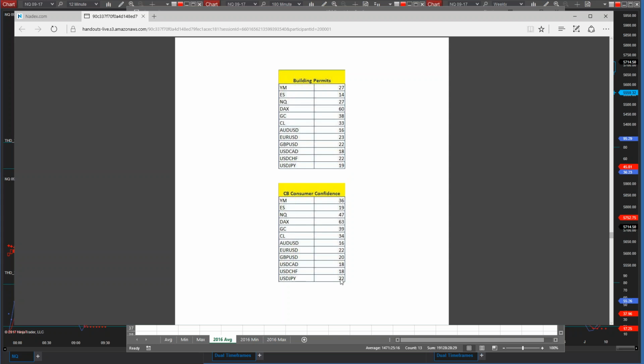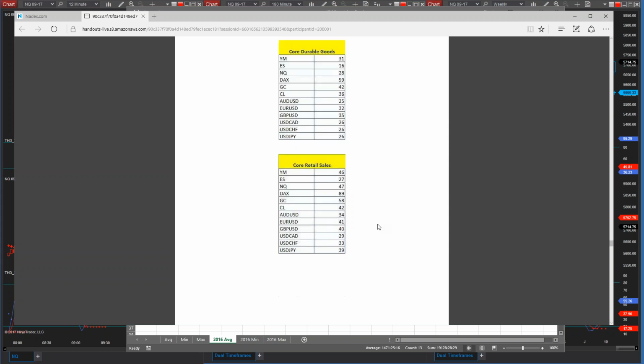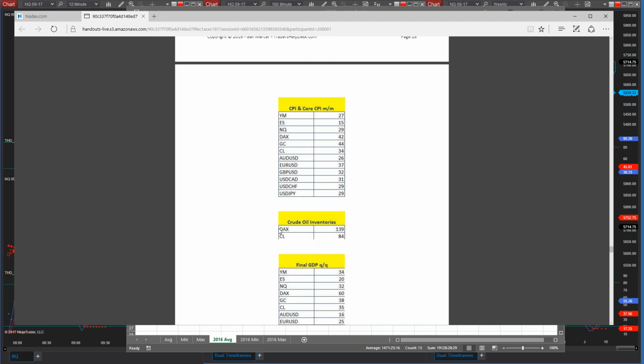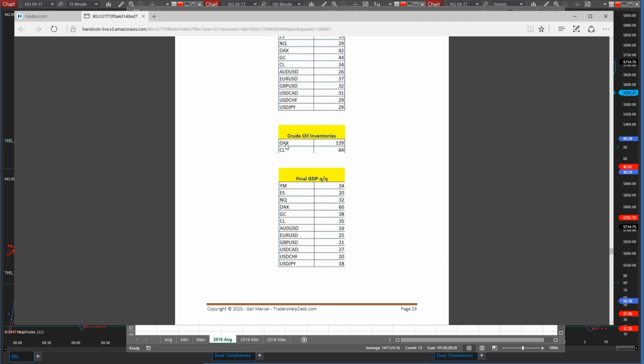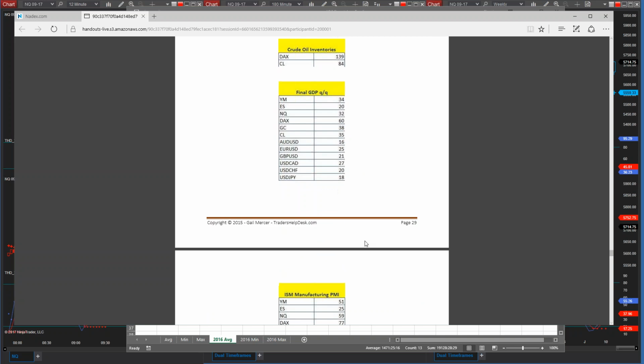Consumer confidence, average move on the USD JPY, core durable goods, just average, core retail sales actually doubles it. Do you see that? It moves it 39 pips. Okay, this one might be a consideration for a spread. The core CPI, same, just minimal. Crude oil inventories, by the way, the DAX moves about 140 points off of that one.